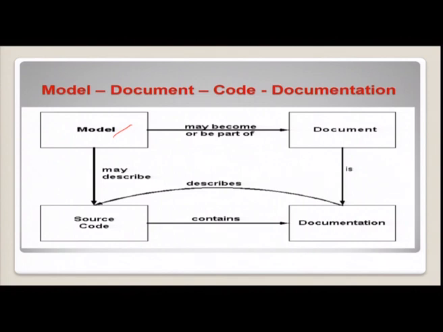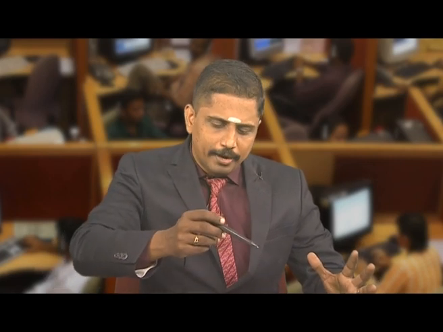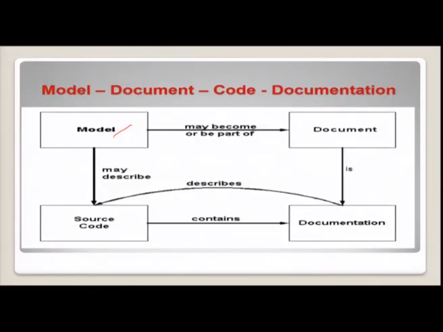So this model may describe the source code, and this model will be part of the document. A document is nothing but documentation. This documentation will describe the contents available in the source code, and in turn it will speak about the model. This source code will be part of this entire documentation. These are the basic similarities and the relationship between model, document, code and documentation.